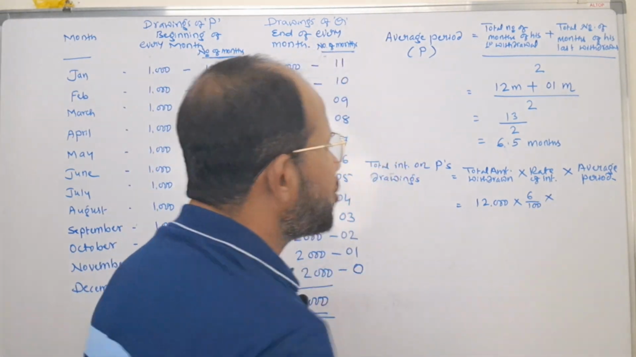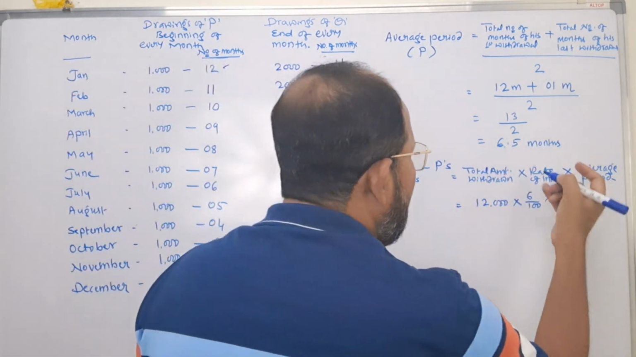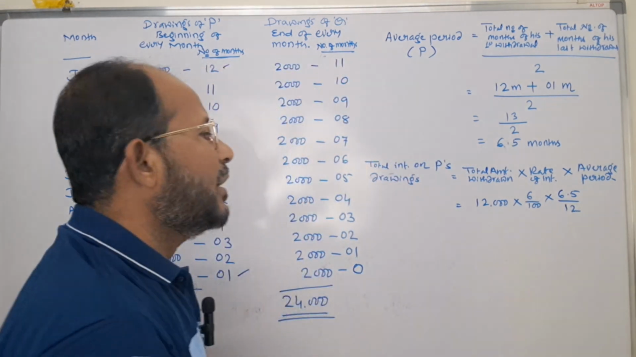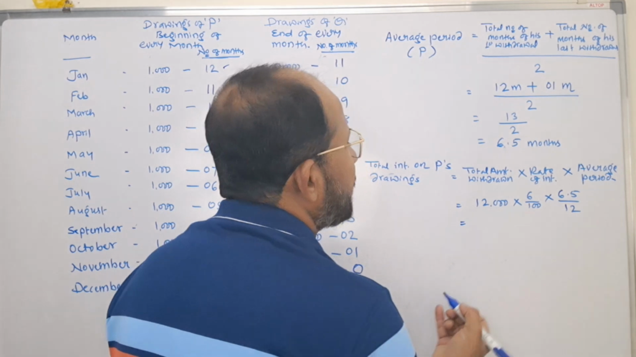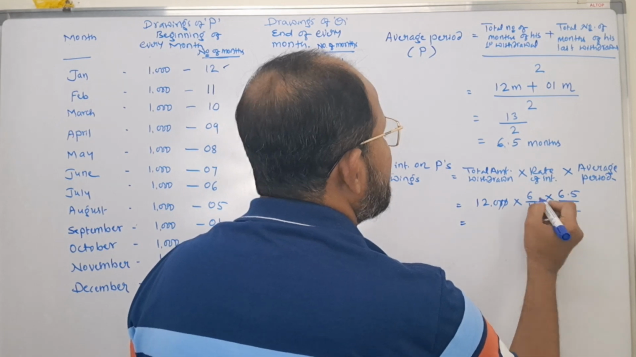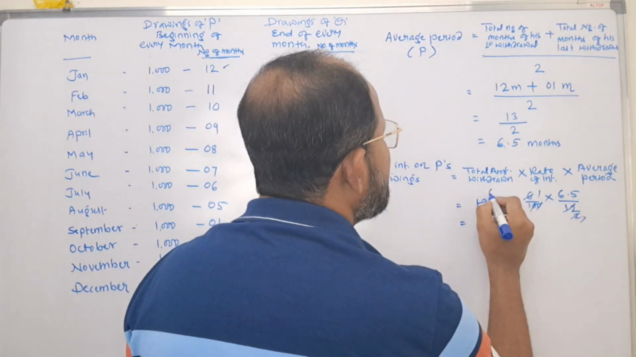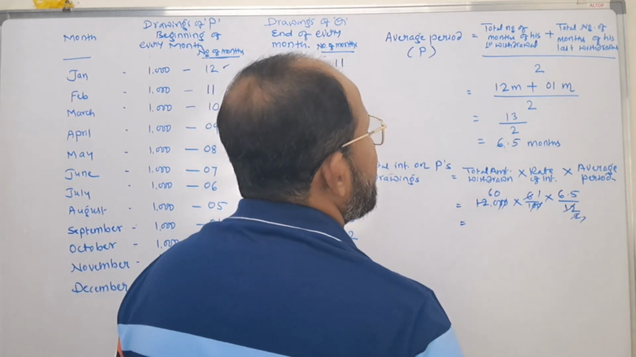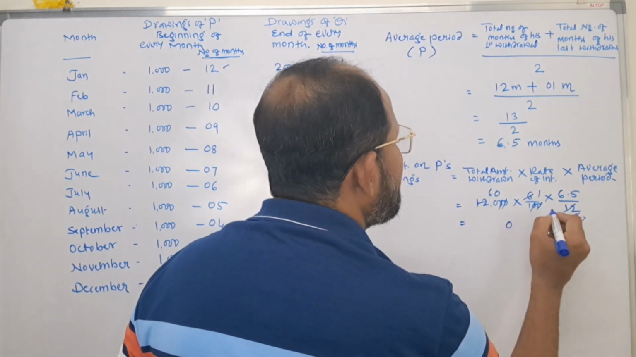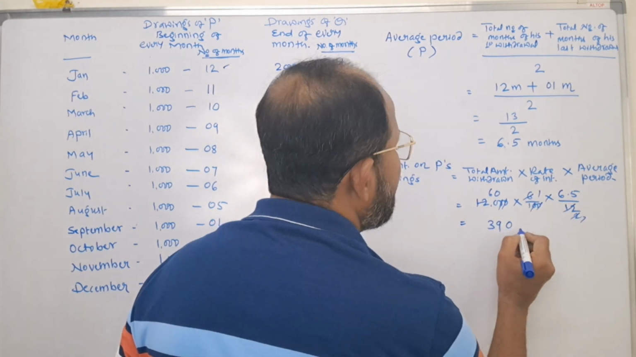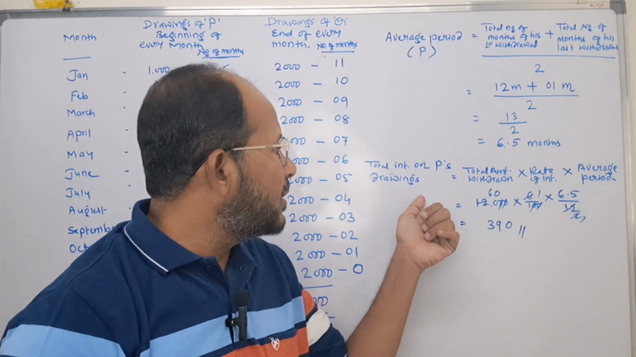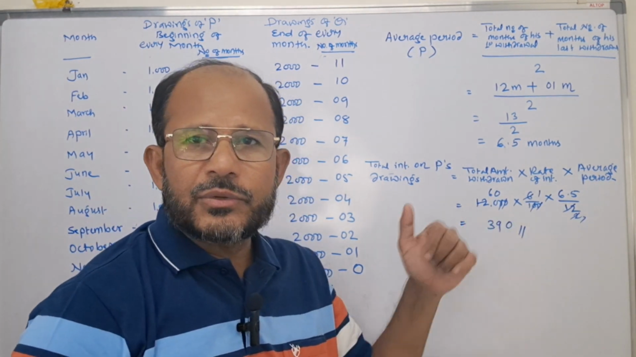And for how many months interest is to be calculated? For the average period, 6.5 months. That I write 6.5 divided by 12. Now we simplify this one. See, 0 cancel, 0 cancel. Next one is 12, 6 1 6 2 2 1 2 6. It comes to 60 into 6.5. Then you cancel one 0. It comes to 390 rupees you get.